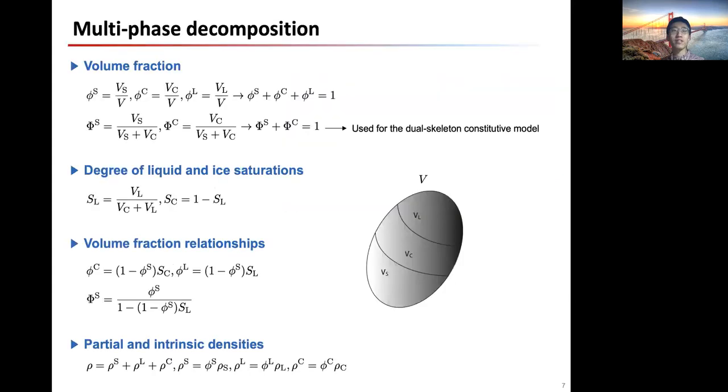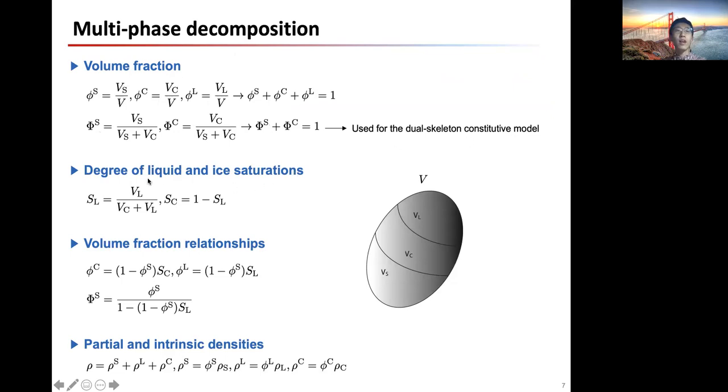Our approach is like this. We have a multi-phase decomposition, other than the traditional one, with volume fractions Phi-S for the soil, Phi-C for the crystalline ice, and Phi-L for the liquid water. We also define the volume fractions of soil and ice relative to the total volume of the solids. These two parameters will be used for dual skeleton constitutive modeling later.